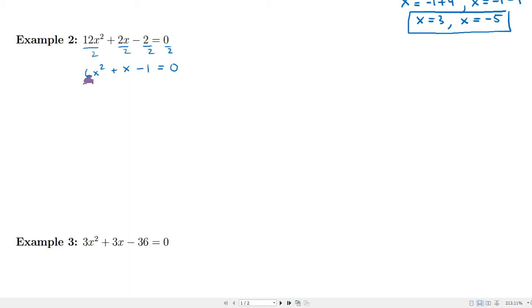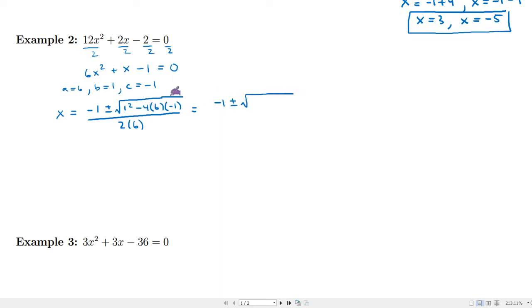So now we have our a is 6, our b is 1, and our c is negative 1. Taking this and plugging it into the quadratic formula, we have negative b plus or minus the square root of b squared minus 4ac, all over 2a. And let's simplify. So this is negative 1 plus or minus the square root of 1 minus, and that's a double minus, so this will be plus 24. And that's good because in the end we'll get 25, which is a perfect square, divided by 12.